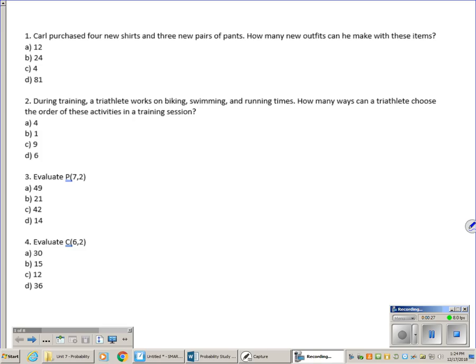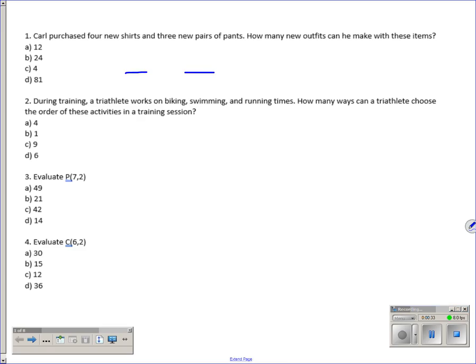Alright, number one, Carl purchased 4 new shirts and 3 new pairs of pants. How many new outfits can he make with these items? Alright guys, that is literally just the fundamental counting principle. You take all the options that you have for one place and all the options for the other position and multiply them together. We have 4 shirts, we have 3 pairs of pants, multiply them together, we get the answer 12.